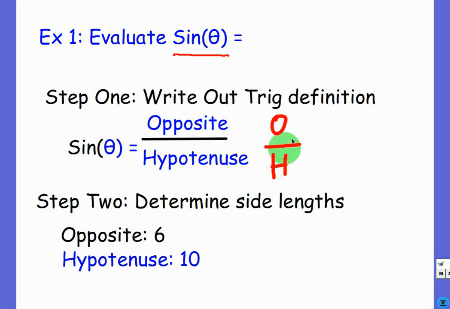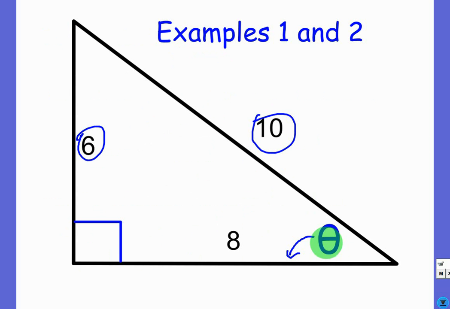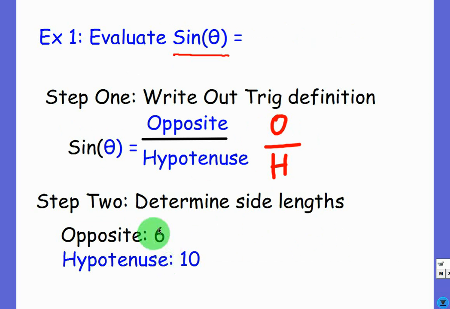Or O over H. So the next thing we're going to do is start at that angle and see what the opposite and hypotenuse are. Can everybody see the opposite is 6 from theta? Hypotenuse is still the side opposite the right angle, 10. So for opposite over hypotenuse, which is sine, I'm going to write 6 over 10. Or 6 and 10 for O and H.